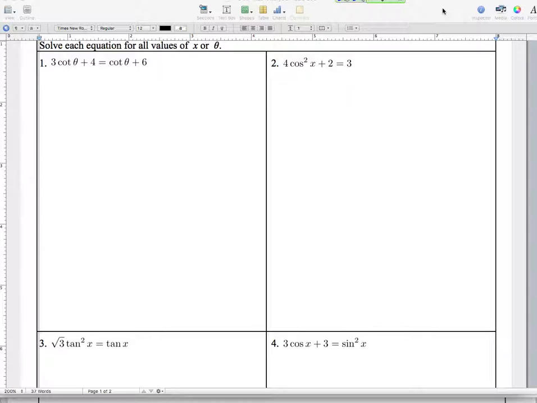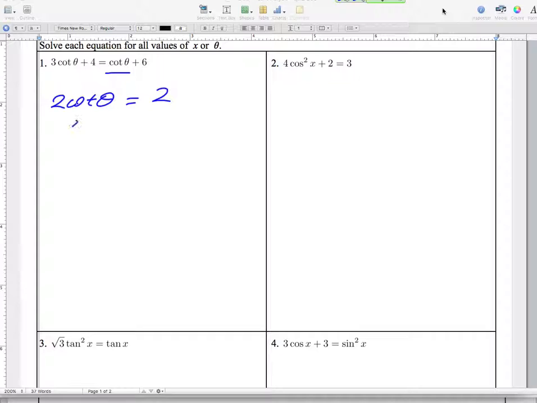Yes. Are all of my trig terms alike? Yes. So step number one that I just had you write down says if you have like terms, you want to combine them and solve for that trig function. So I need to put my cotangents together. I'm going to subtract the cotangent on the right to the left, which makes 2 cotangent. I'm going to subtract the 4 on the left to the right, which makes 2. So I have 2 cotangent equals 2.